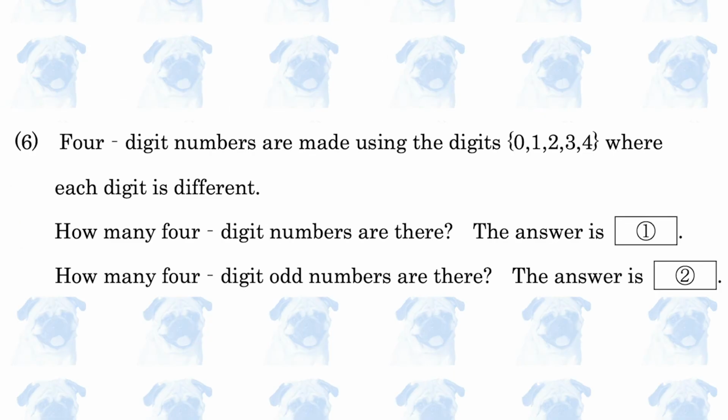The next question, this is weird. 4-digit numbers are made using the digits 0 to 4, where each digit is different. How many 4-digit numbers are there? And how many 4-digit odd numbers are there?